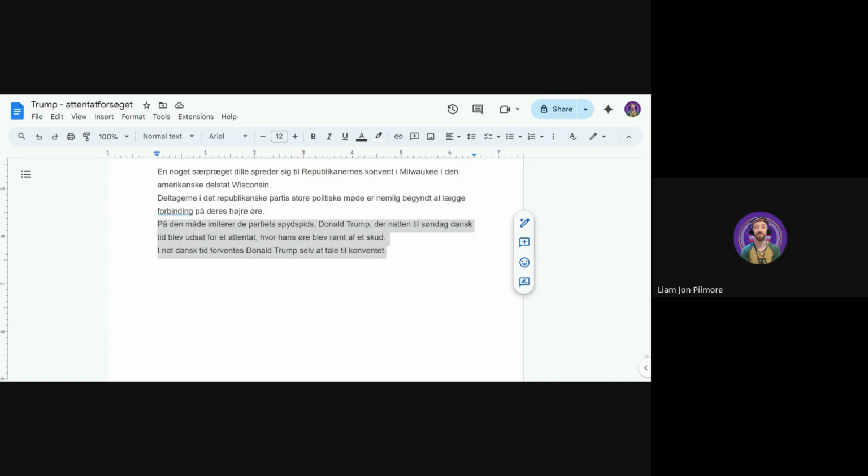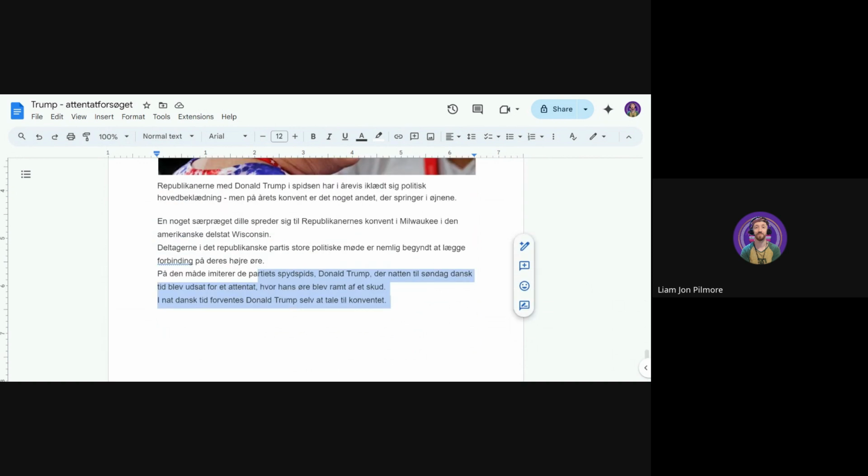Anyway, they're saying here that they've been imitating the party's spearhead, who on Sunday, Danish time. Again, this is Danish time. What the hell? They're not saying anything about time. Maybe I missed something in the document. Anyway, he was exposed through this assassination attempt where his ear got hit by a shot. So tonight he's going to make the speech at the convention. So again, I've managed to translate this pretty well.